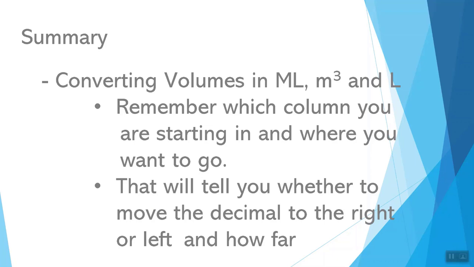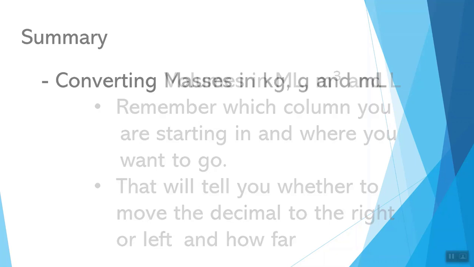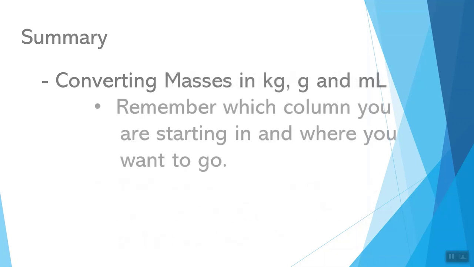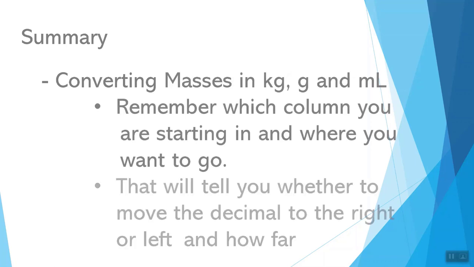1 milligram is a really, really small amount. So if 1 kilogram is a big quantity, you're going to need a whole bunch of those small quantities to equal that mass. So if that works for volumes, it's the same thing with masses. What column are you in? Where do you want to go? And that'll tell you what direction and how many decimal places you're going to be moving, to the right, to the left, and how far.